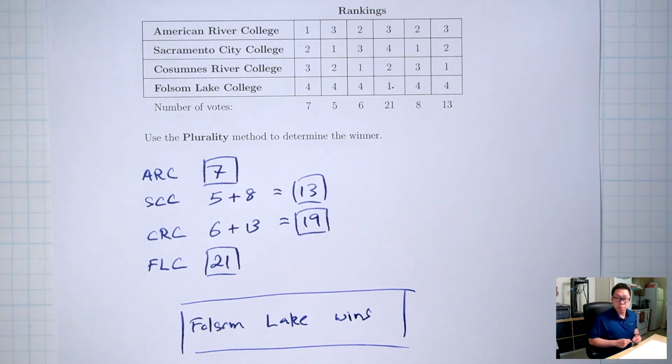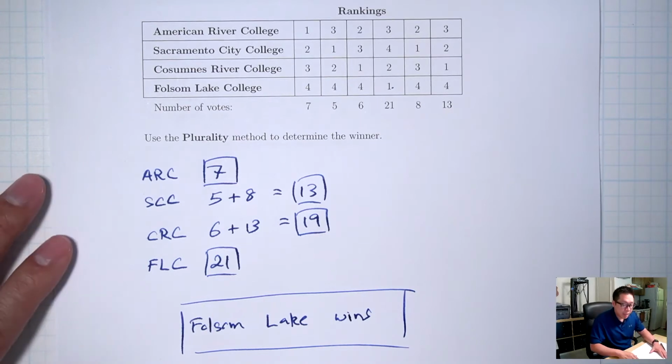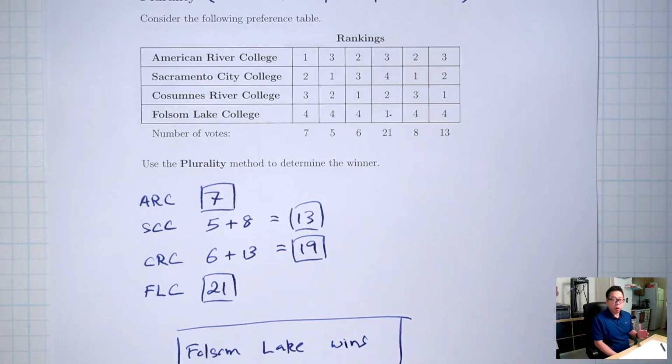And that's the plurality method. Now let's take a look back at this table. So we know Folsom Lake won, but what could be an issue with Folsom Lake winning? So stare at the table. Is there an issue that you see?